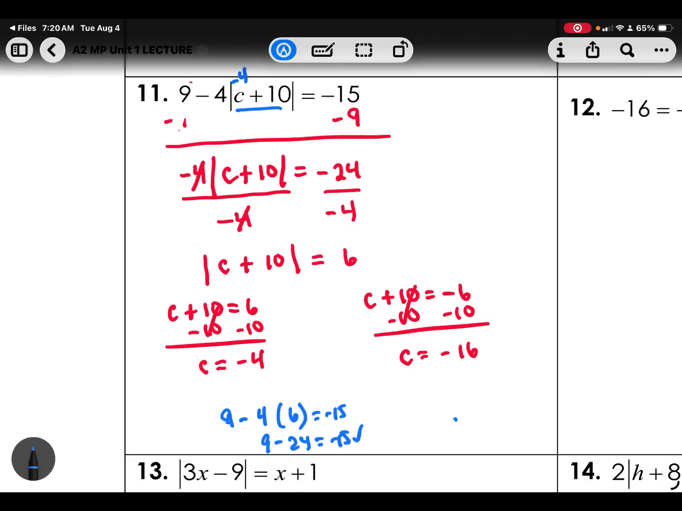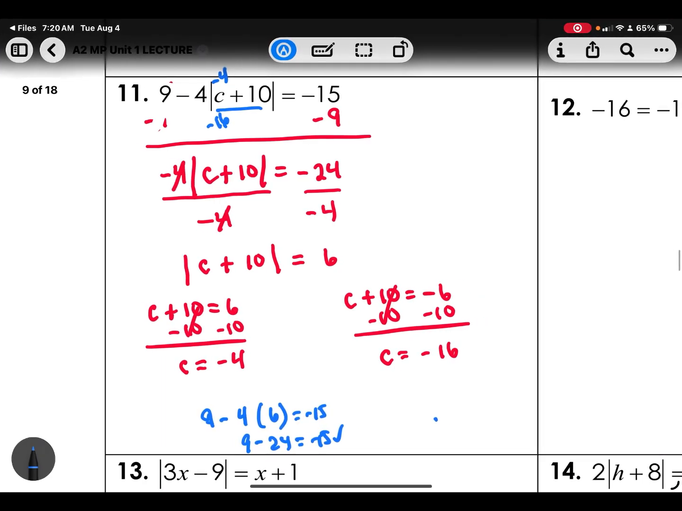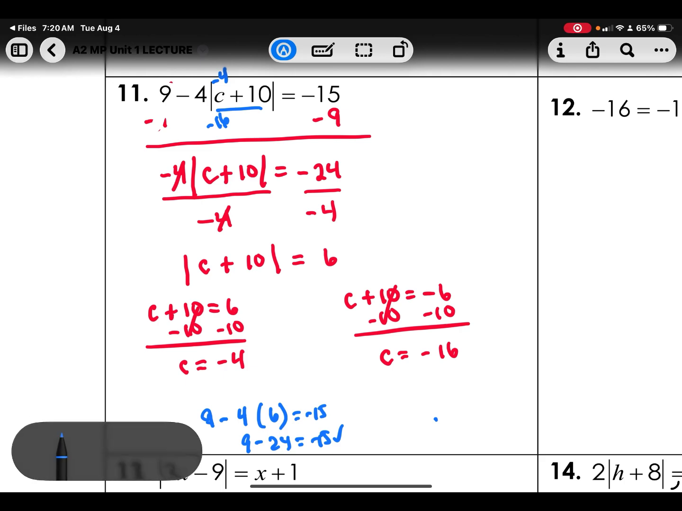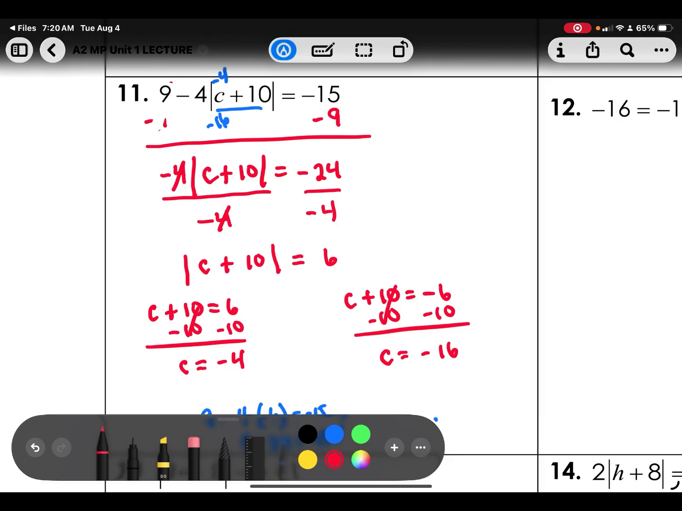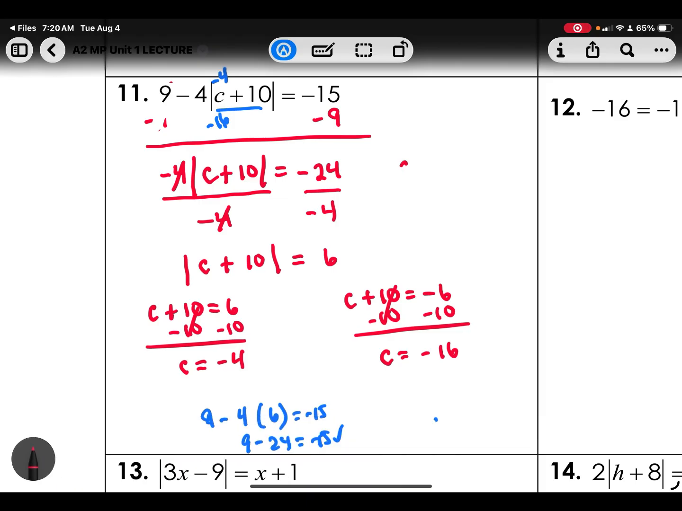If I put a negative 16 in here, so that's going to be a negative 16 plus 10, is also a negative 6. So it's going to come out the same. So yes, those both work. And we have our solution is c equals negative 16 and negative 4.